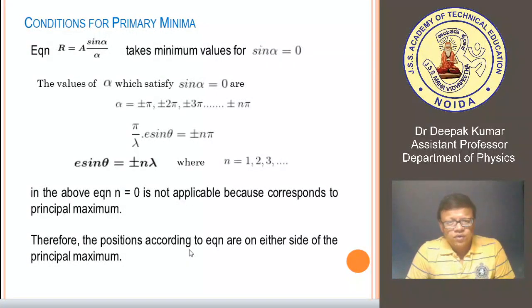In the above equation, n equal to 0 is not applicable because it corresponds to the principal maximum. Therefore, the positions according to the equation are on either side of the principal maximum.